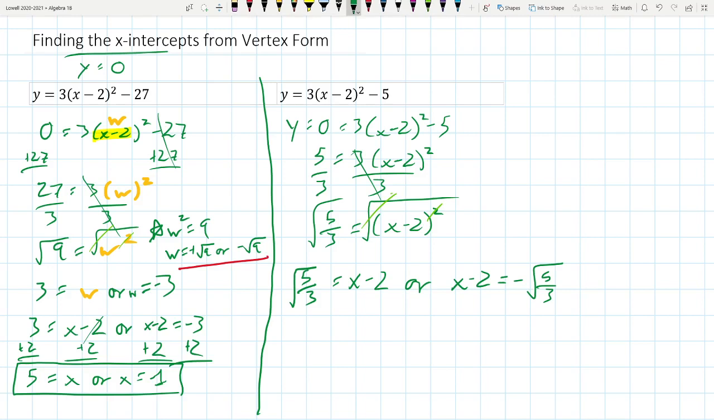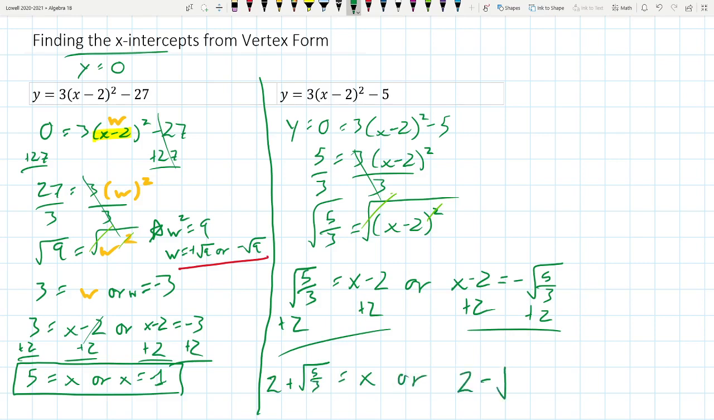And now to get x by itself, we'll add 2 to both sides. And you're going to end up doing this on both of the equations. On the left side here, you're going to get x is equal to 2 plus the square root of 5/3, or 2 minus the square root of 5/3. Okay, and these are your two x-intercepts.